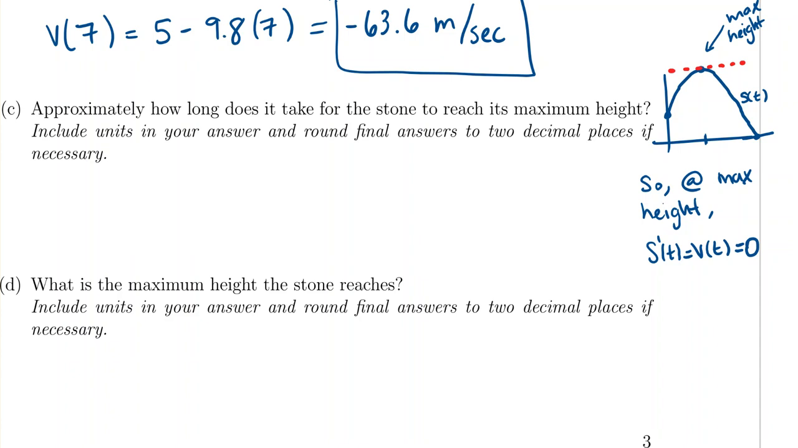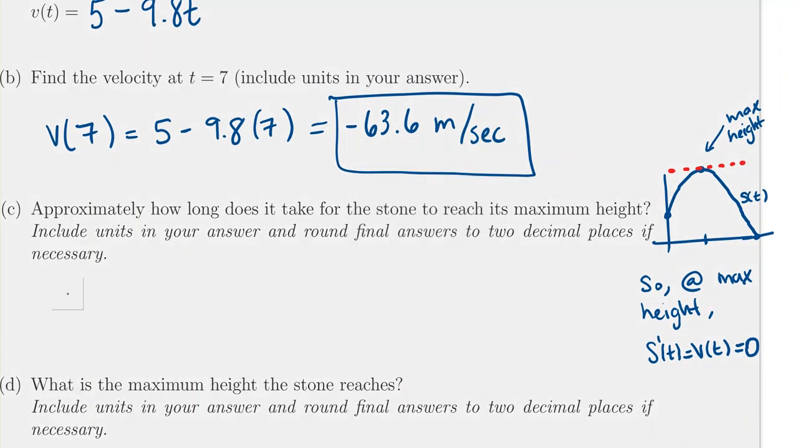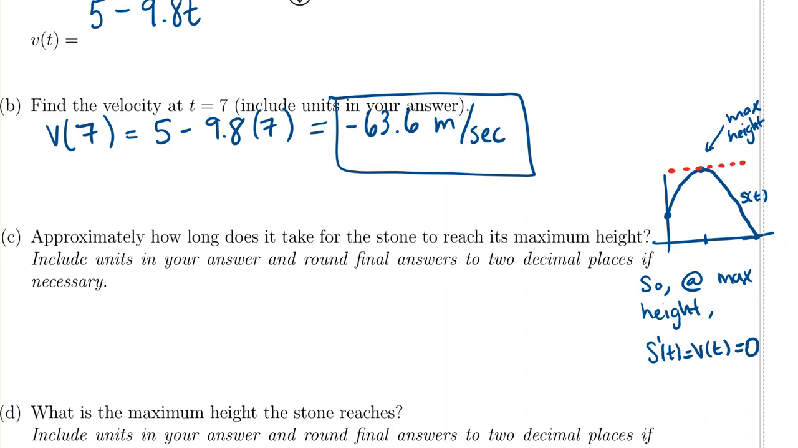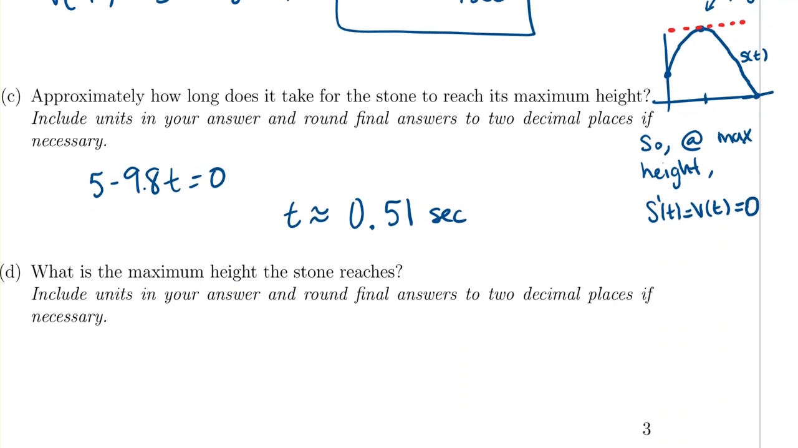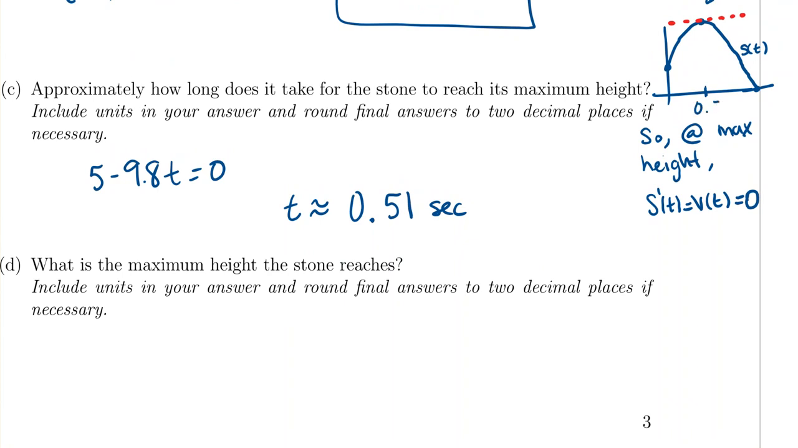So we would write down our equation for velocity from above, and specifically we are interested at when 5 minus 9.8t equals 0. So we're just going to solve this equation to get when t is equal to 0, round if necessary, and we get about 0.51 seconds when you solve this equation for t. What is the maximum height the stone reaches? So we know, filling in this diagram, this is about 0.51. To find the maximum height, that would just be s of 0.51.